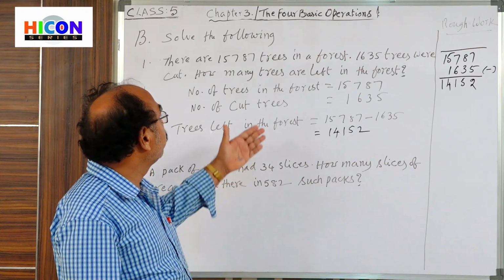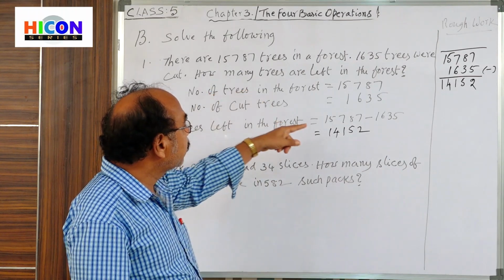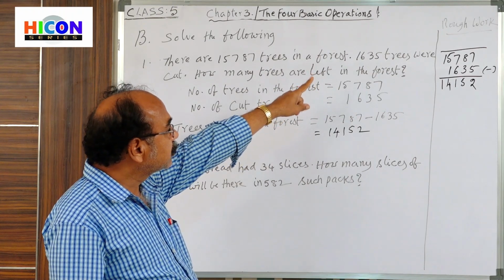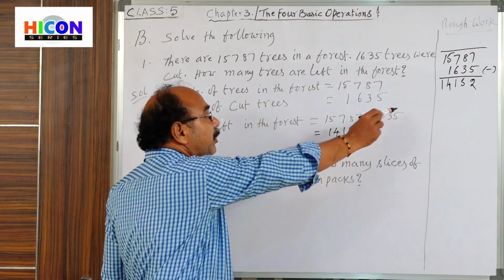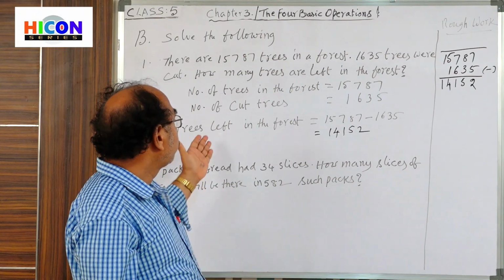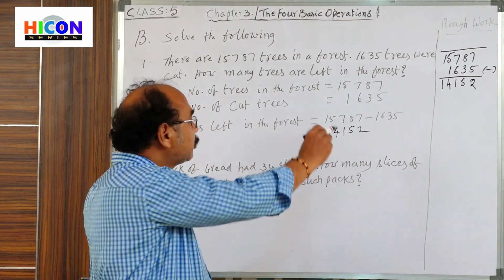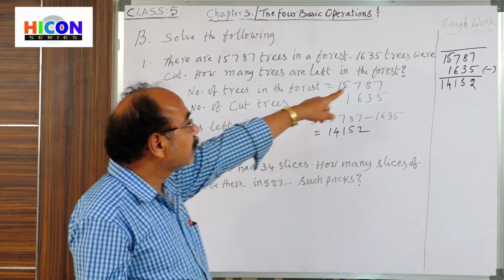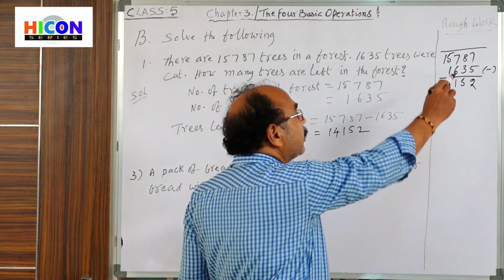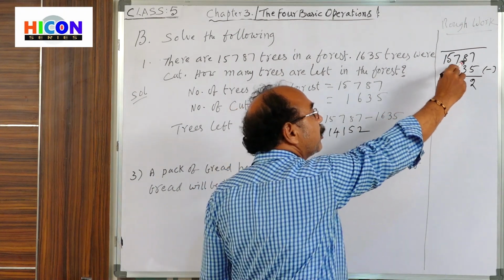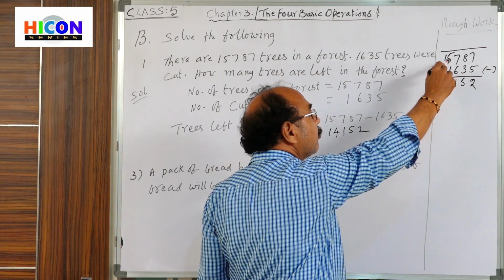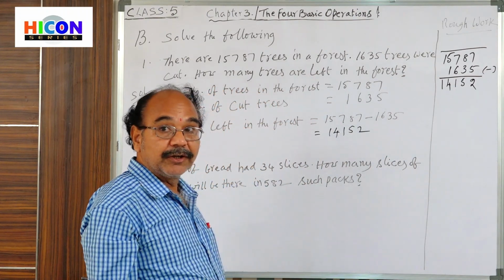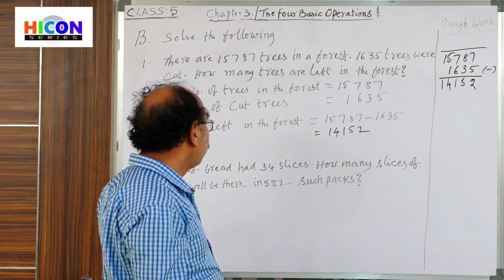Okay. In the beginning 15,787 trees are there. Some trees were cut and removed. How many? 1,635 trees cut and removed. So trees left in the forest means we show the subtraction. 1,635 subtracted from 15,787. 7 minus 5 is 2, 8 minus 3 is 5, 7 minus 6 is 1, 5 minus 1 is 4. Okay. So 14,152 trees are left in the forest.